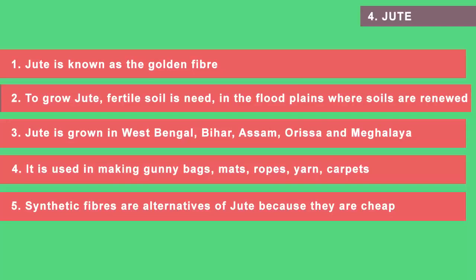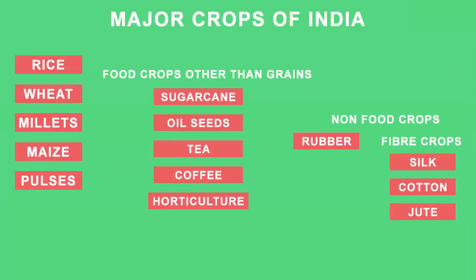So that brings us to the end of jute and also to the end of all types of major crops that are produced in India.